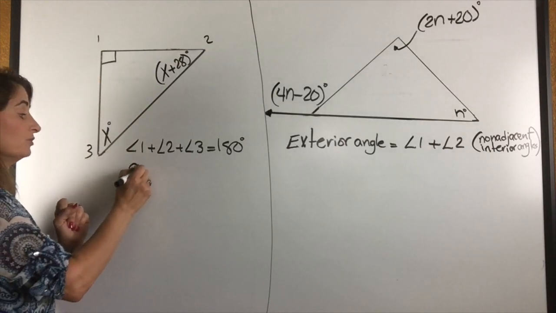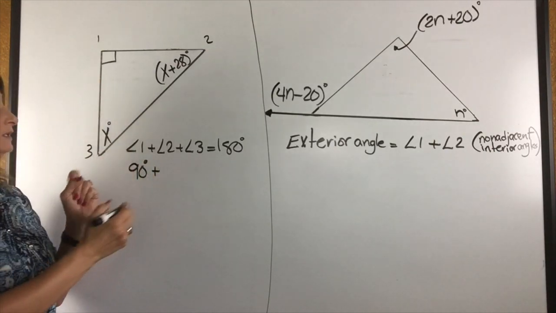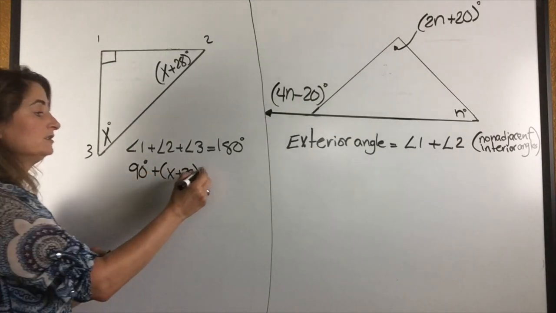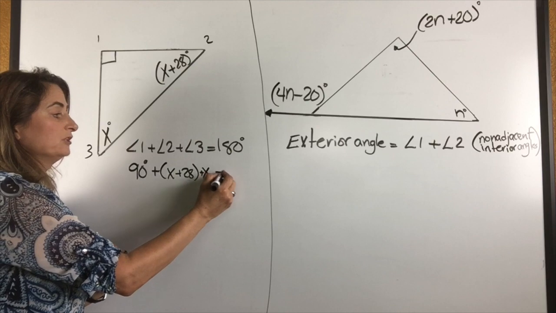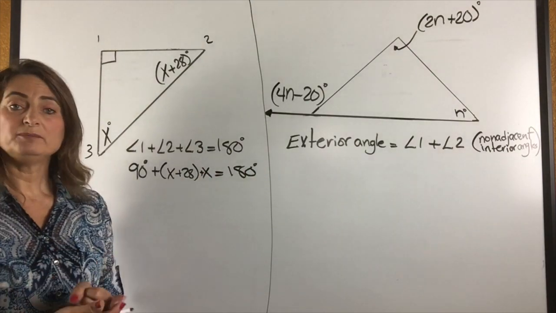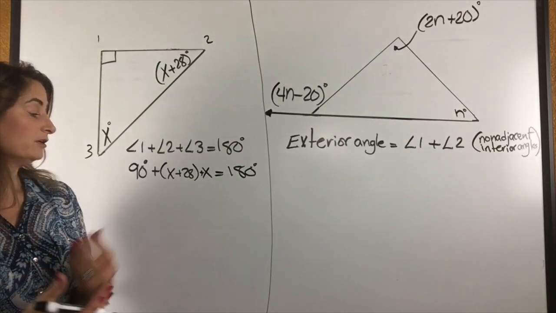Without telling you, you should know what that is. Angle 2 is x plus 28, and angle 3 is only x. So make sure you add them. Should equal 180 degrees. Now, if you remember the steps, is there a grouping symbol?